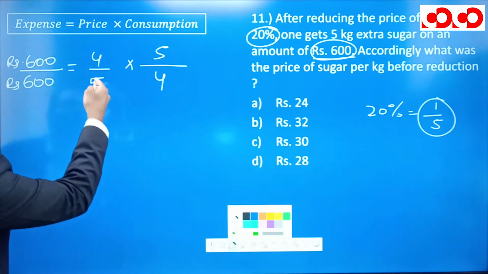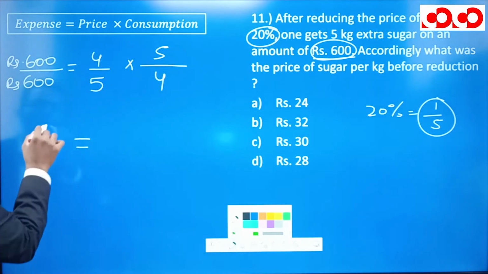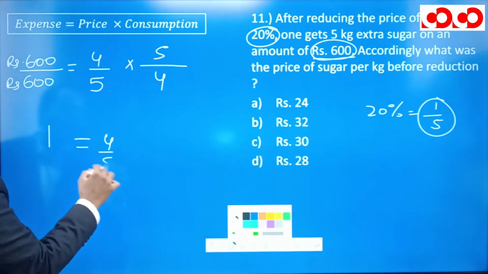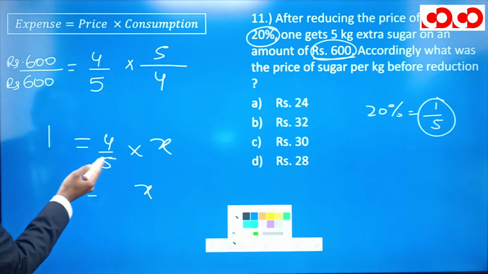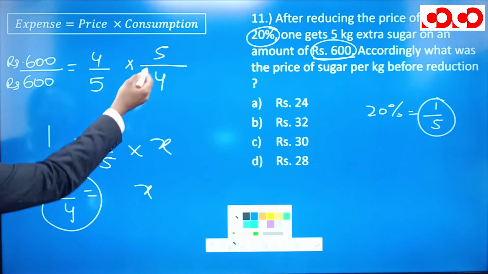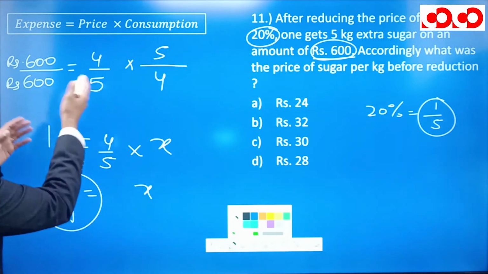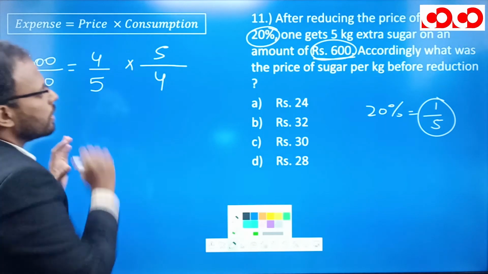It should become 5 by 4. Because 4 by 5 multiplied by what will give you 1? This is nothing but 1, and this is 4 by 5. Suppose this fraction is x. You will bring this to the left hand side, transpose it, it will become 5 by 4. So I have written it directly as 5 by 4. If there is some other fraction, you can calculate and put it over here as it is. I hope this is clear to you.